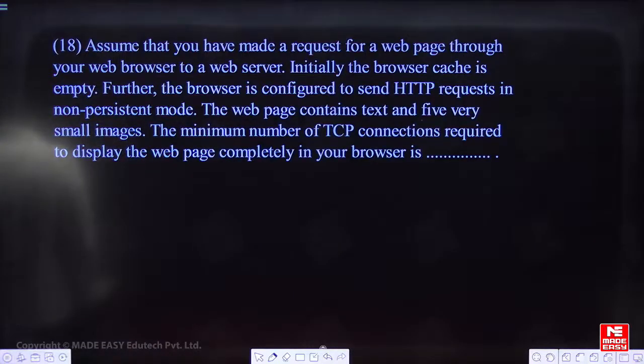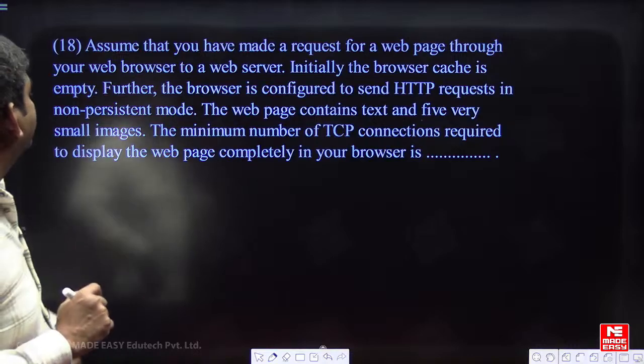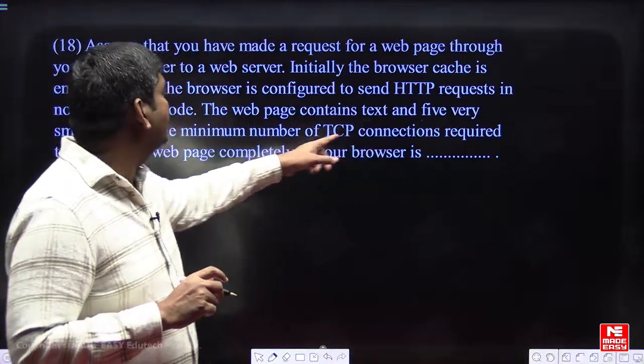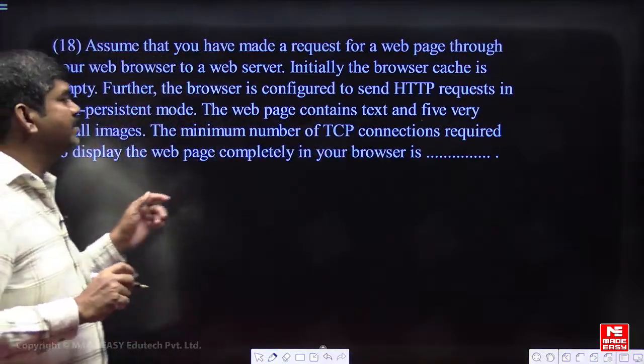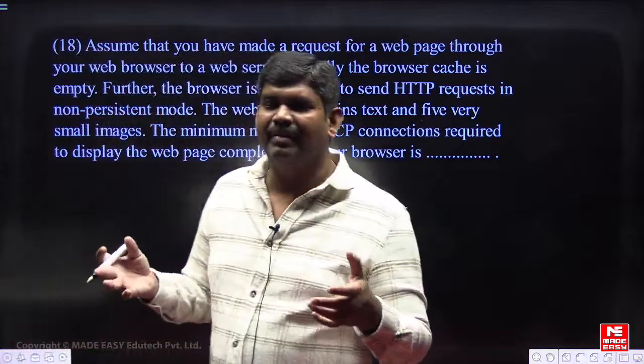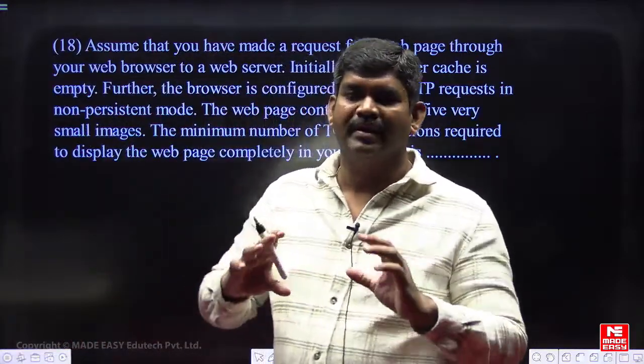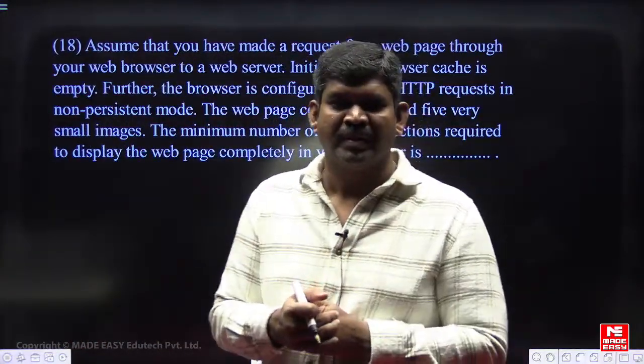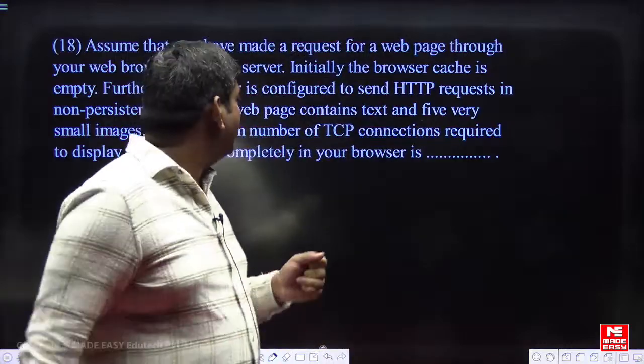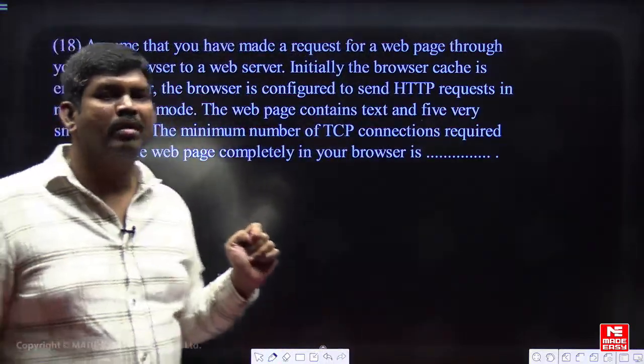Yes, Kratika, very good. Mogra, good, very good. 6 is the answer. Anyway, the web page contains a text and 5 very small images. So the text and the 5 images combined, the 6 are treated as the objects only. Okay, objects only. Now you see they are telling that it is non-persistent.